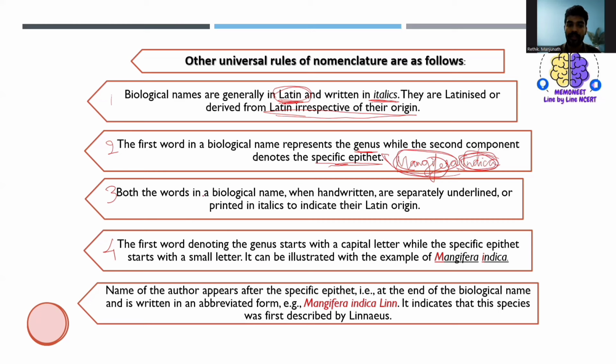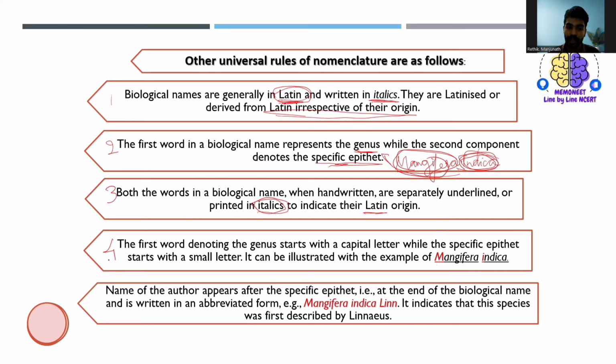The third point is that when you are writing the biological name, both words have to be separately underlined. For example, here you can see that I have written Mangifera as well as indica, and I have underlined them separately. Or else when you are typing or printing, it has to be in italics form. Italics indicates that their origin is from Latin. So, clear?